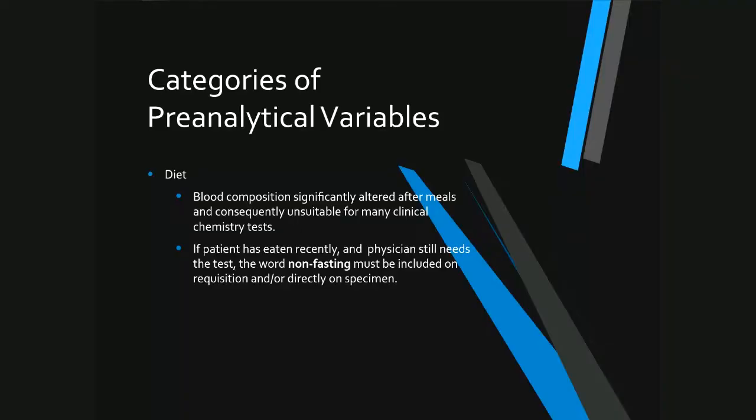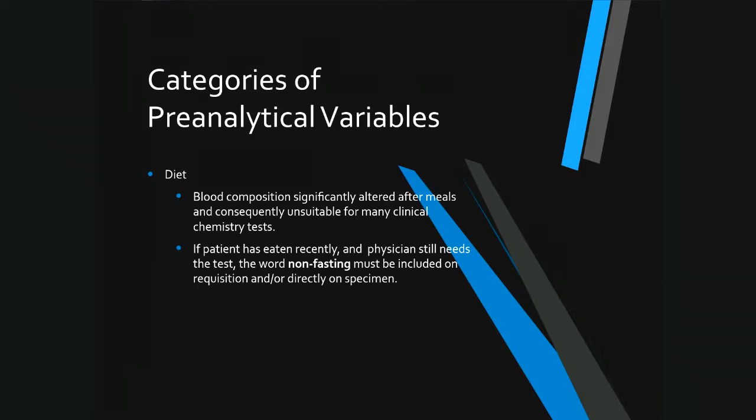The blood composition is significantly altered after meals and consequently unsuitable for many clinical chemistry tests. If the patient has eaten recently and the physician still needs the test, the word non-fasting must be included on the requisition or directly on the sample itself.